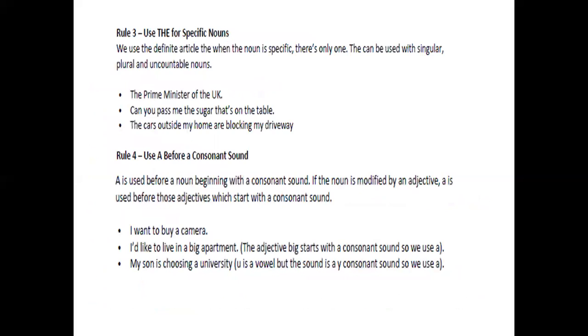Next, rule three is use the for a specific noun. We use the for a particular person, place, thing like that. So we use the definite article the when the noun is specific and there is only one. The can be used with singular, plural, and uncountable nouns.